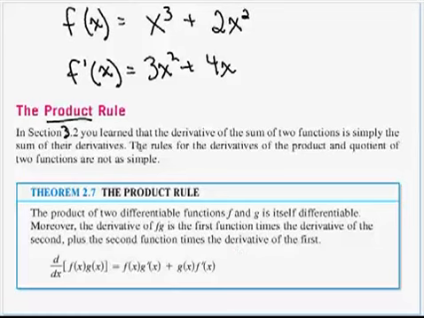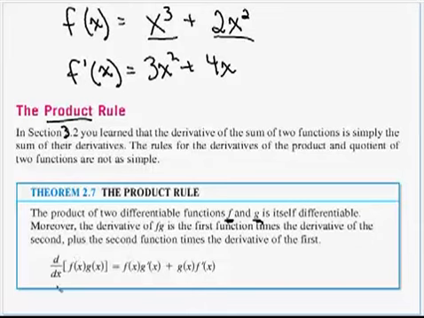rule. The rules for the derivatives of the product and quotient of two functions are not as simple as this sum or difference rule. So here we've got theorem 2.7, the product rule. The product of two differentiable functions, our functions are named f and g, the product is itself differentiable. Moreover, the derivative of f times g is the first function times the derivative of the second, plus the second function times the derivative of the first.